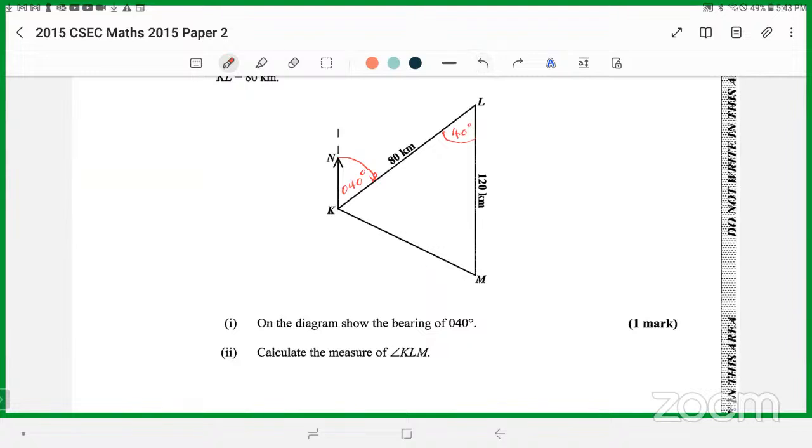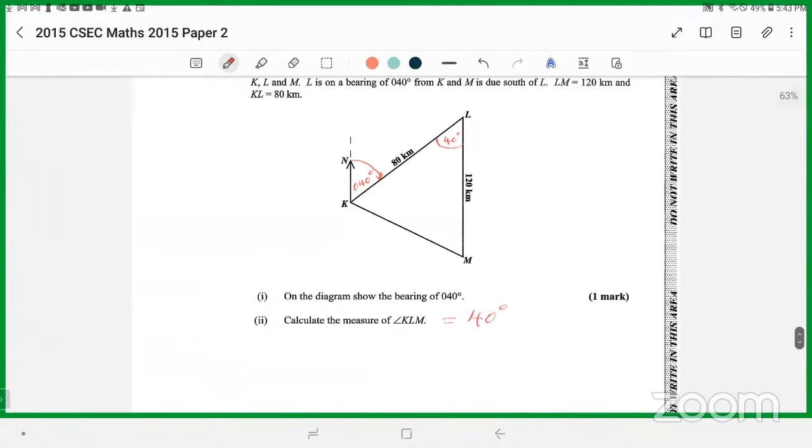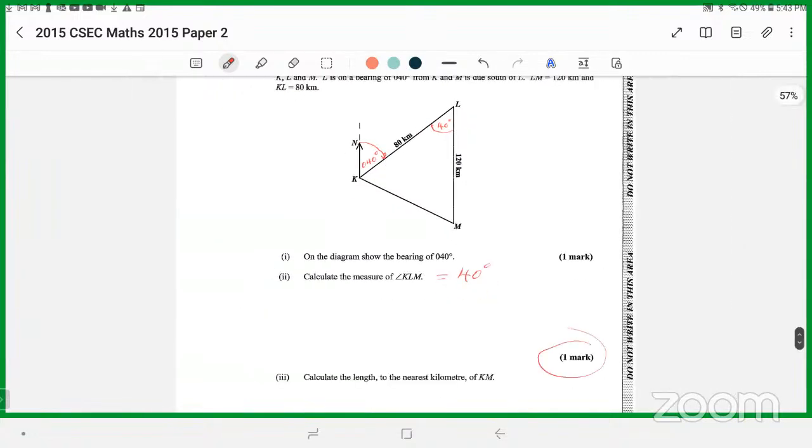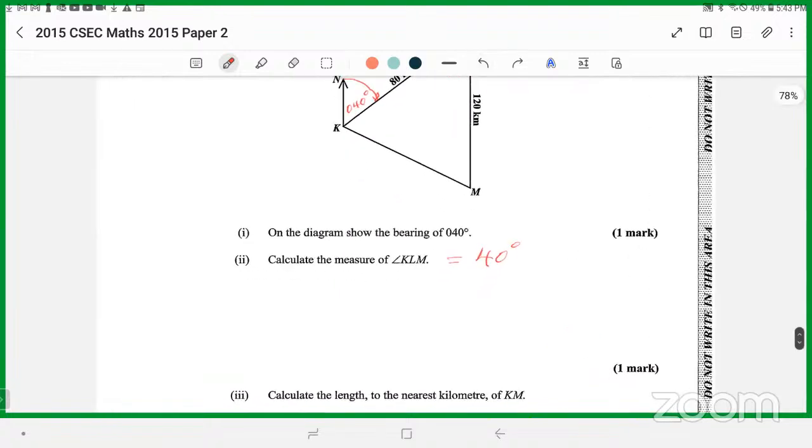Then they want us to calculate the measure of this length. The measure just means the length of it. Oh, the angle, sorry. Calculate the measure of this angle, KLM. It is 40 degrees. Another easy question. The Z angle is equal, so we're just going to write it is 40 degrees. Z angles are equal. One mark. See? 40 degrees.